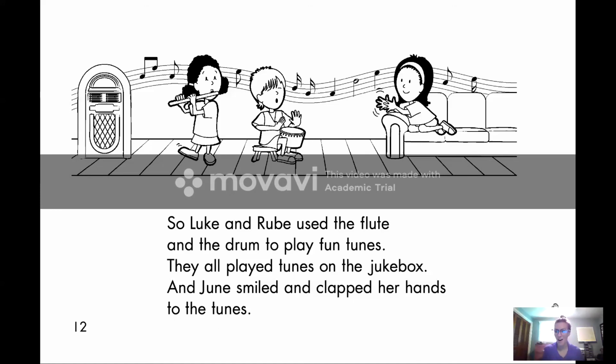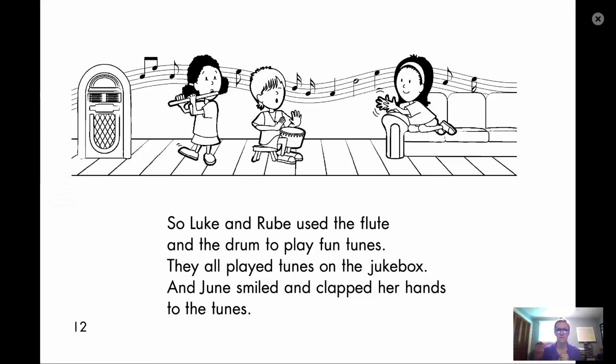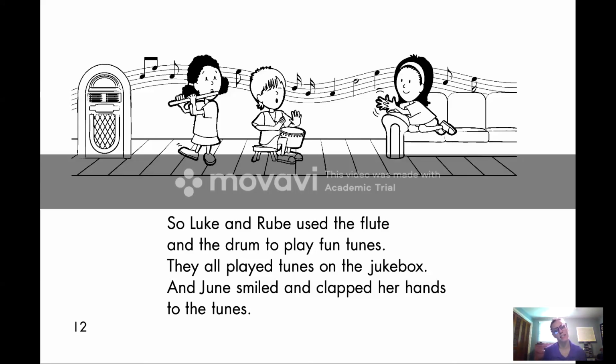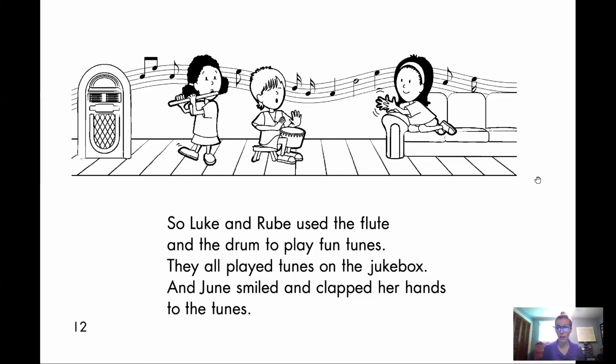All right, so how did they fix the problem? Luke and Rube decided to play happy tunes. So they played tunes from the jukebox and they played along, and June really liked those songs and she clapped along. That's how you can tell she clapped along, and if you look at her face in the picture, she's smiling. So they did an awesome job of working together.